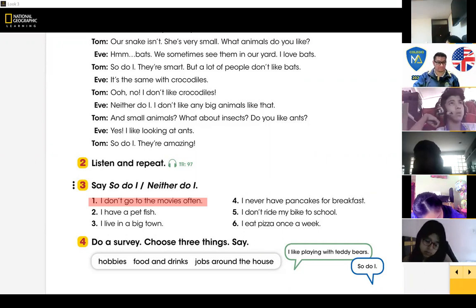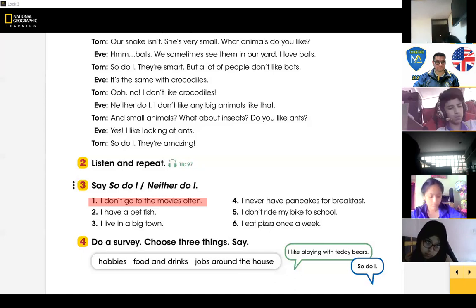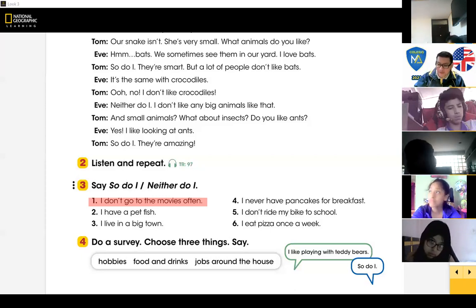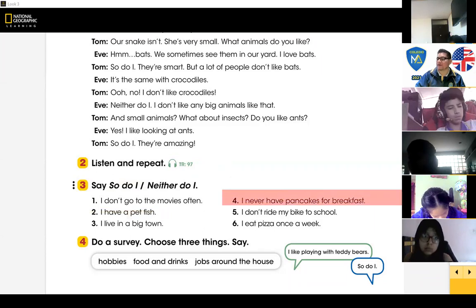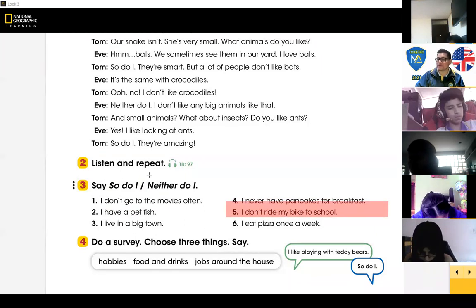Did you know the answer? What is the answer, student? See, if this is negative, you can say, neither do I. I have a pet fish, so do I. I live in a big town, so do I. I never have pancakes, neither do I. I don't ride my bike to school, neither do I.